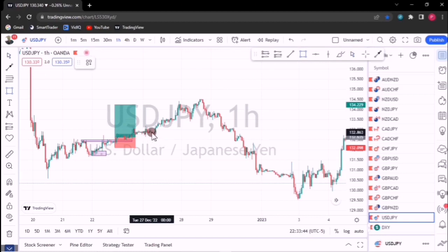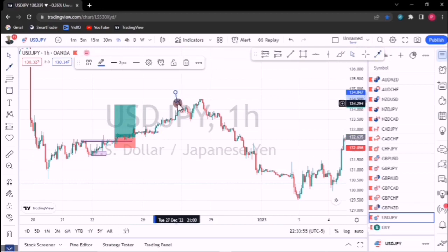Higher high, another key level. Let me show you this now. Price created a higher high right here. The previous key level before that was this.